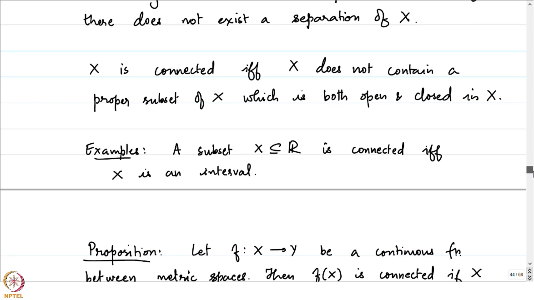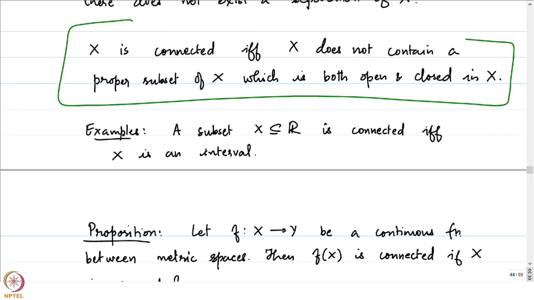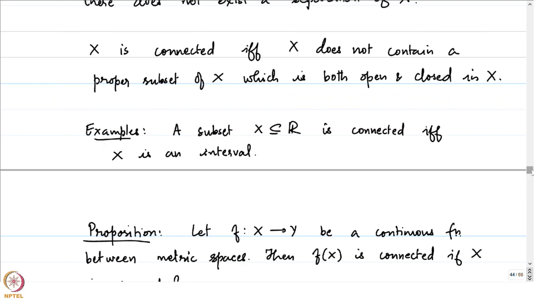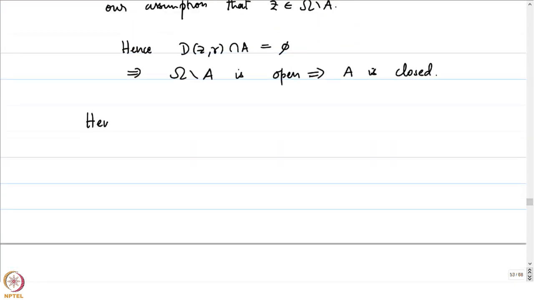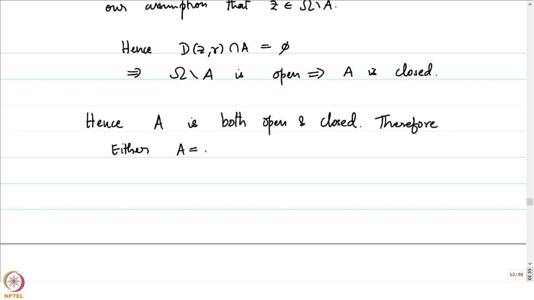We have now come to the alternate characterization which we have just written here. We have now got hold of a set which is both open and closed. Hence A is both open and closed, so A cannot be proper. Therefore either A is equal to omega or A is empty. One of the two conditions is forced. But A cannot be empty because z0 already belongs to A. Since z0 belongs to A, A is not empty, which implies that A is equal to omega.